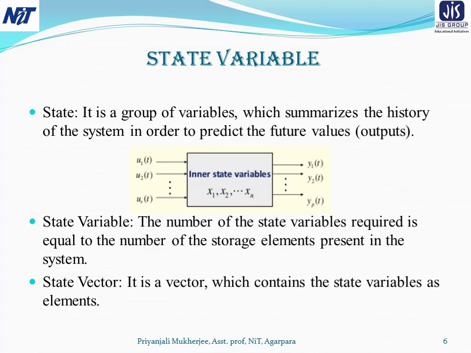So state is a group of variables which summarize the history of the system in order to predict the future values or the output of the system. Or in other words, the state of the system represents the minimum amount of information which is required to know the system at t equal to t0 so that the future behavior can be determined with reference to the input before t0.